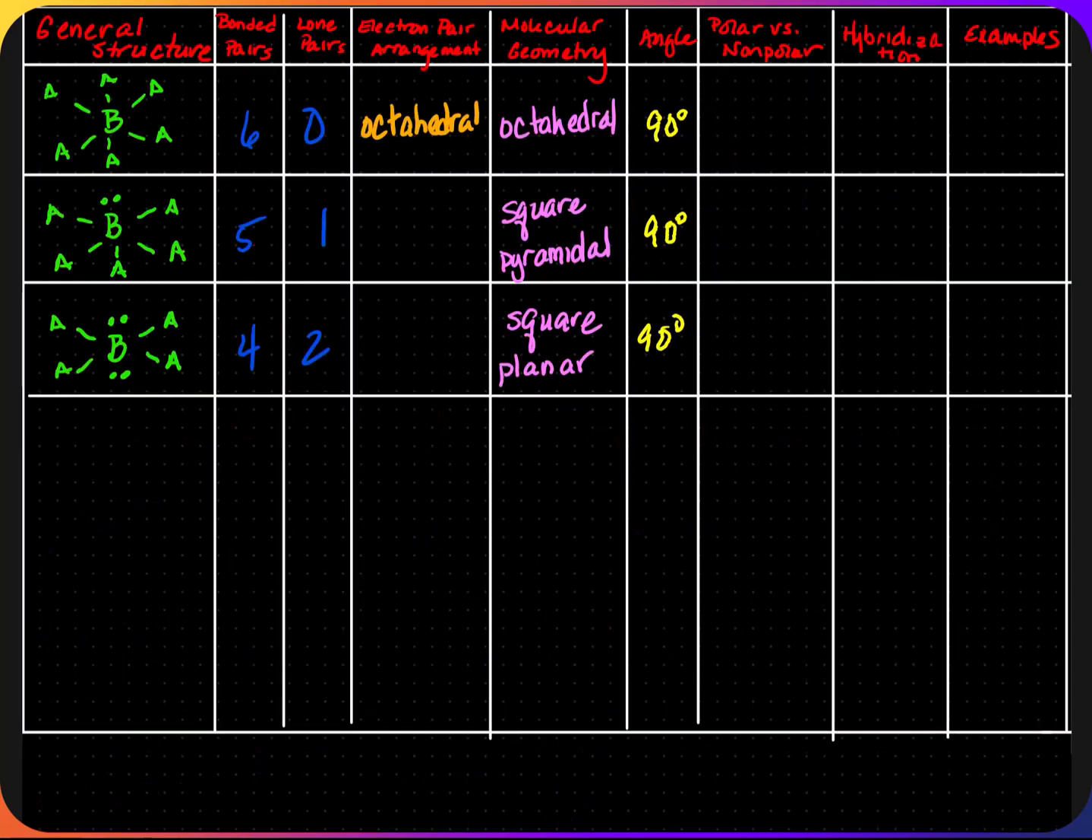So summarizing the octahedrals, if the bonded pairs plus the lone pairs add up to 6, the electron pair arrangement is the same. So these are all octahedrals because it doesn't account for lone pairs. The molecular geometry is different. If they have no lone pairs, it is the same as the electron pair arrangement. The other ones, as we gain more lone pairs, their shape changes to square pyramidal and square planar. For the angles, you just need to memorize 90 degrees. You must memorize this table for the test.